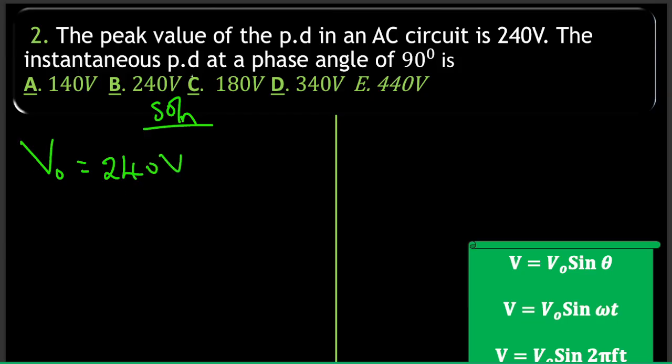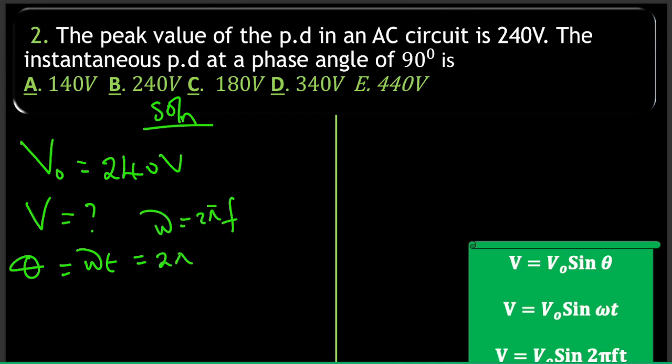The instantaneous potential difference at phase angle of 90 degrees. So we are looking for this guy, just like question number 1. And the phase angle, which is the same thing as omega t. Do you remember? Since omega is 2 pi f, so it's also 2 pi ft. All right, but we are told that it is 90 degrees.